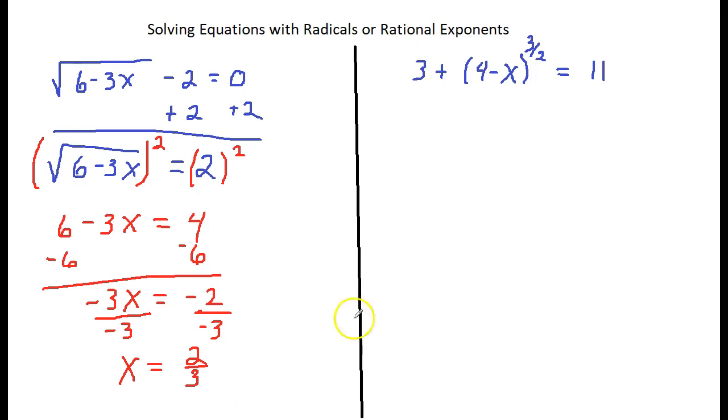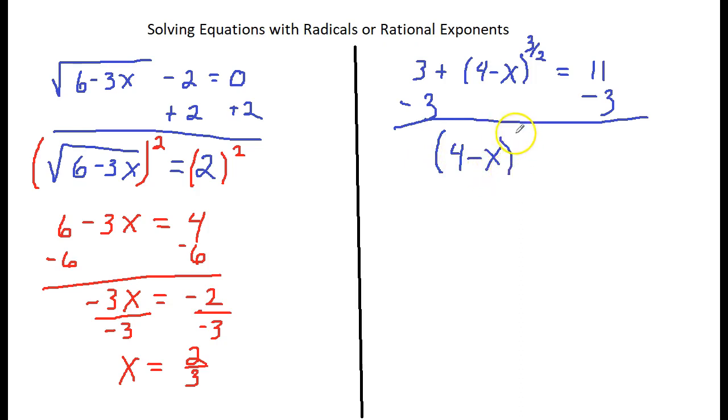Okay, now solving this one, we're going to first of all subtract 3 from each side because we need to isolate this, because this is our radical or our rational exponent. All right, we're left with 4 minus x to the 3/2 power equals 11 minus 3 is 8.